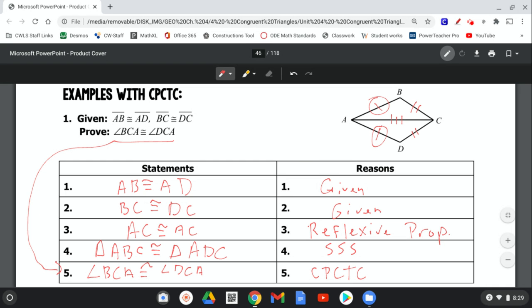Those two angles are congruent. The goal, after you've seen this proof, is that once we know the triangles are congruent by this shortcut, we go back in reverse and say: now I know BCA, which is this angle right here, and DCA, which is that angle right there, are going to be congruent because the triangles are congruent.